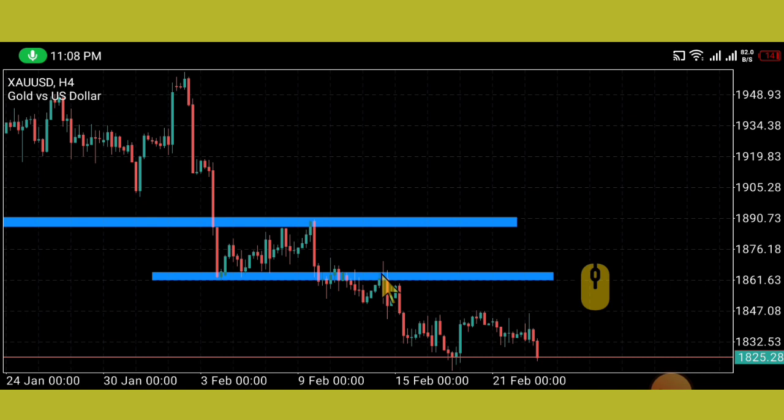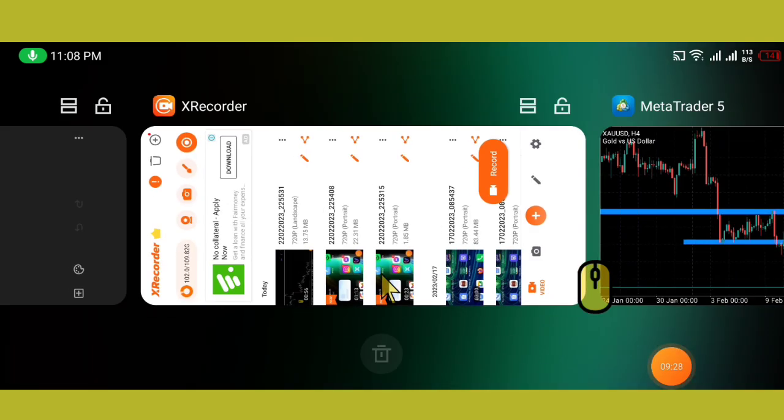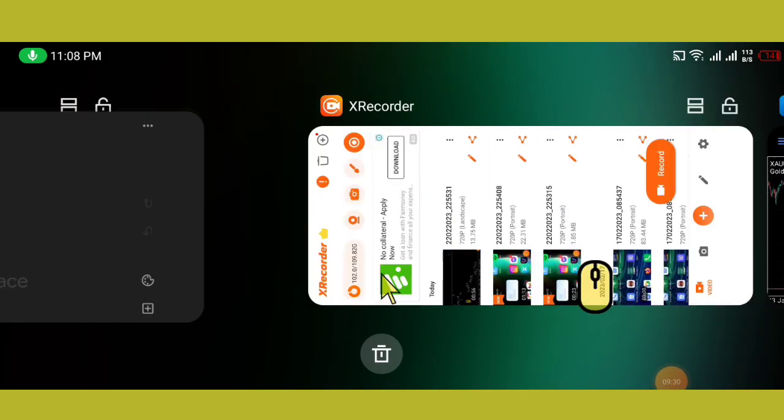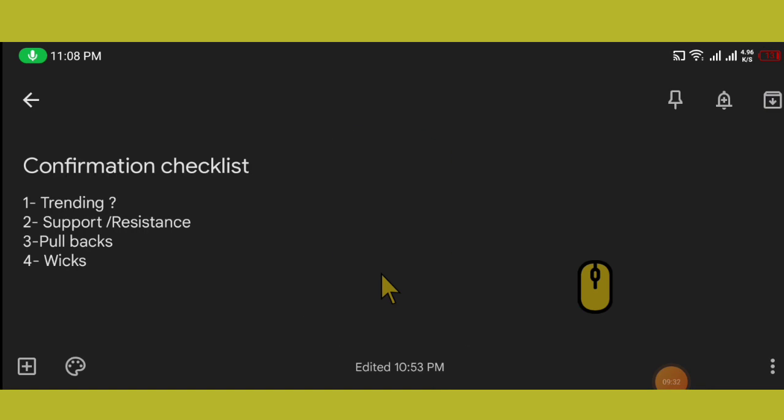So these are the few things you want to do before you enter a trade. You want to first check and see if the market is trending. So it should be your confirmation checklist. You want to also see support and resistance. You want to see pullbacks. You want to see wicks.